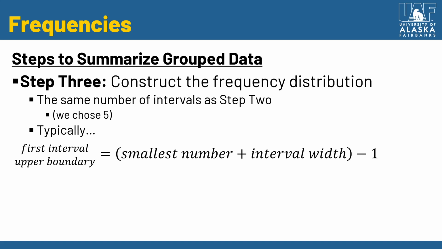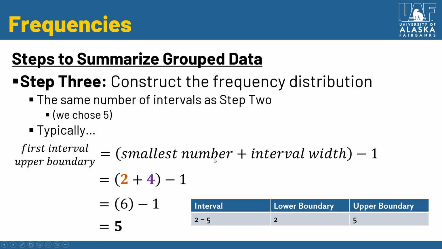And so we're going to start with 2, and we need to see how high that first interval is going to go. And so we'll take the smallest number plus the interval width, what we just calculated, and then subtract 1 from that. So in this case, the smallest value we got was 2, right? Everyone who responded commuted at least 2 miles, plus 4, the interval width that we got on the previous slide, minus 1, which is 6 minus 1, which is 5. So then we can say, okay, our first interval is 2 to 5. Or in other words, the lower boundary is 2, the upper boundary is 5.